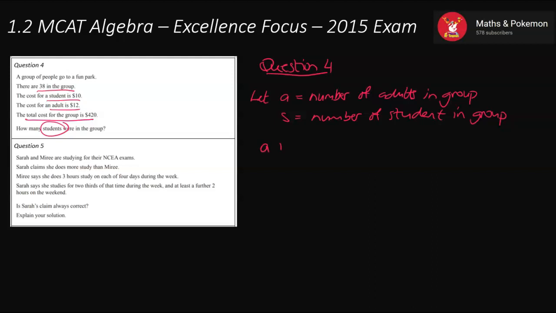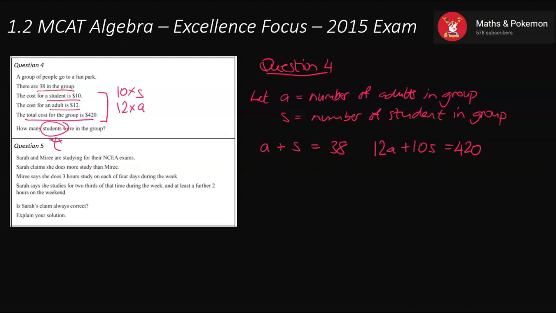So the A plus the S has to equal 38. So that's the first nice, easy relationship. The next one is going to have to do with all that cost information that I've been given. So the total cost of the students will be 10 times S, because each student will cost $10, and then adults will be 12 times A, and they combined have to get to that $420. So what I'm going to do, just in alphabetical order, is write 12A plus 10S has to equal $420.